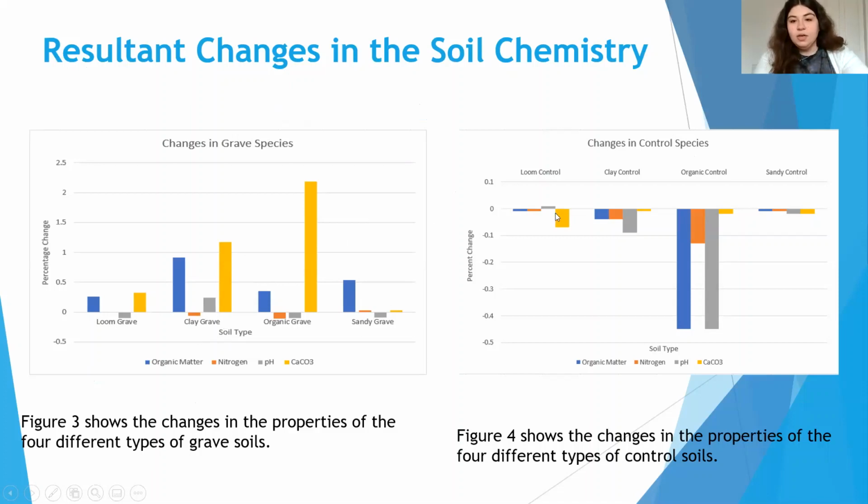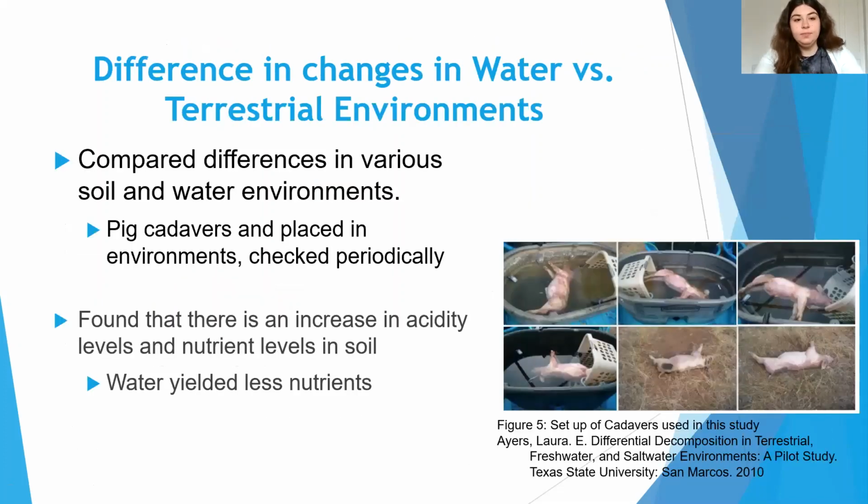This contrasts the change in control samples, as there are decreases in every level except for a slight increase in the pH of the loam control. And this is due to the fact that with these samples, the cadavers were wrapped in material before being placed into their environments, so there was no room for any outside influence.